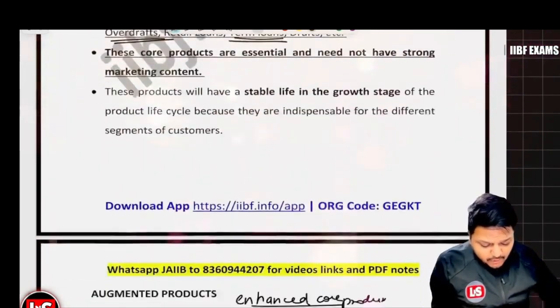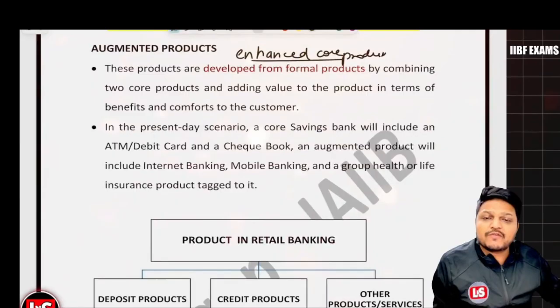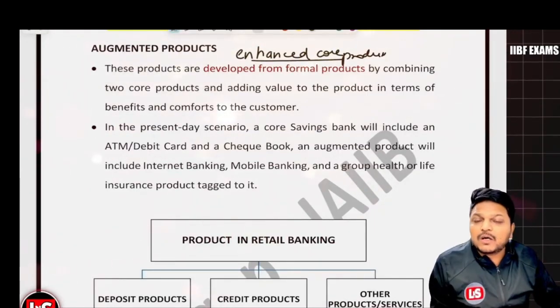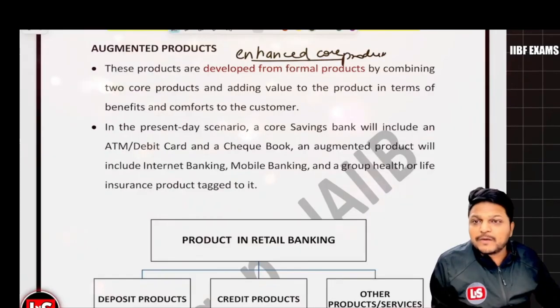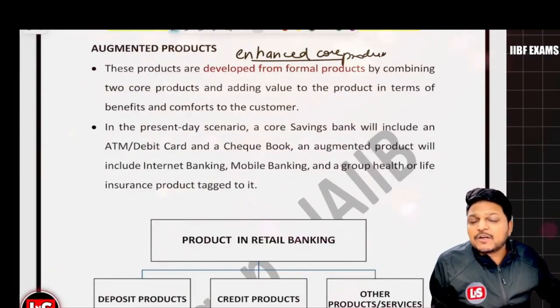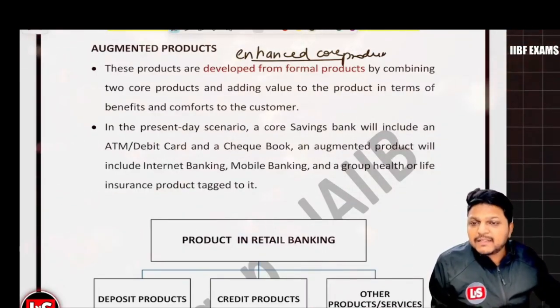On the other hand, when we are talking about the augmented products, the augmented products are the enhanced versions of the core products. And let's say we are going to combine two or more core products, and one augmented product will be there, right? And these products might increase the customer satisfaction, right?